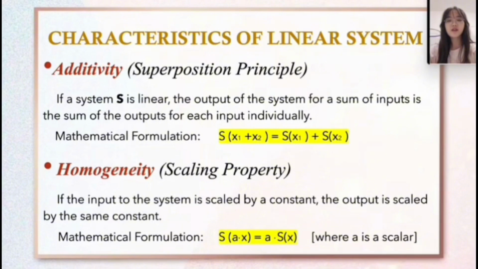Then, let's see the characteristics of linear systems. First, the additivity, also called the superposition principle, which means that if a system S is linear, then the output of the system for a sum of inputs is the sum of the outputs for each input individually, expressed in mathematical form as S(x1 + x2) = S(x1) + S(x2).